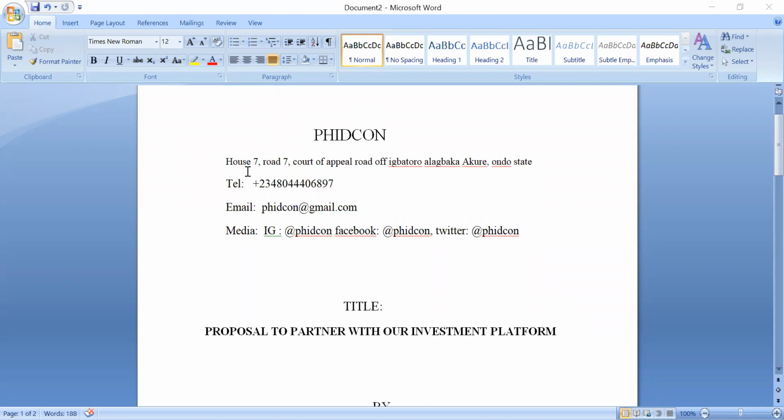Where are we? We are at House 7, Road 4, Court of Appeal, Road of Igbatu, Ralabaka, Ondo State. This is a telephone number, our email address, our media pages. We have an IG at FightCon, Facebook at FightCon, Twitter at FightCon.